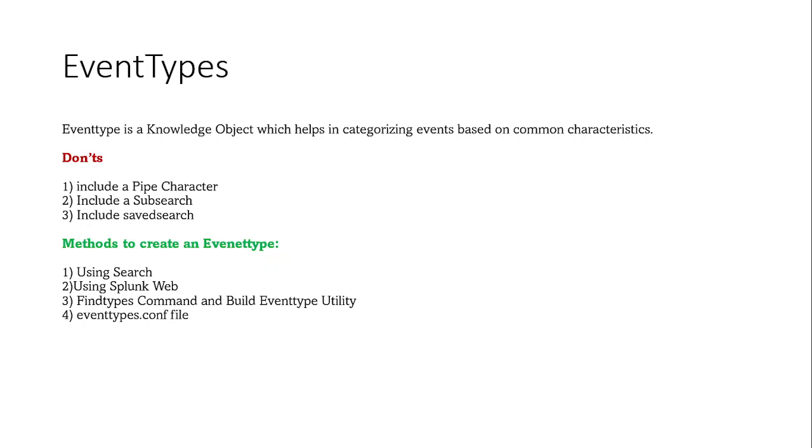So the catch is common characteristics. So what are these common characteristics? Common characteristics could be anything like events with status equal to success, events where action is equal to purchase, or maybe events where source IP is equal to 123 dot something. These are the common characteristics. So in short, event types help you to group similar events based on those common characteristics.